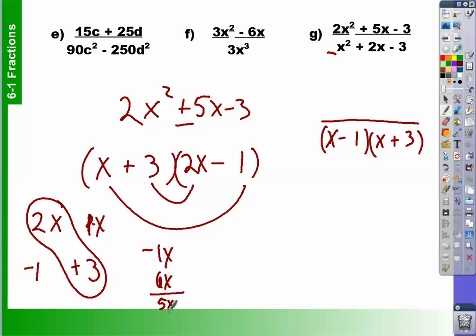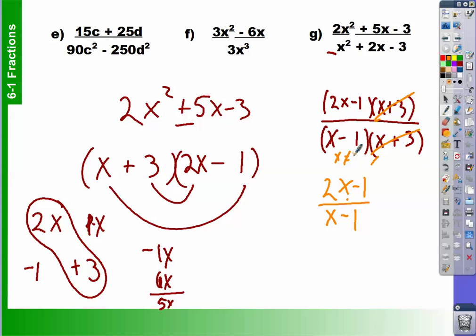So then I can write it out here. So we have x plus 3. Why did I write the x plus 3 second? Because you can cross out x plus 3 and x plus 3, because they're the same. Oh, look at that. Excellent. So what is my final answer? 2x minus 1 over x minus 1. You got it. Incidentally, the restrictions here: x cannot equal 1, and x cannot equal negative 3 in this case.